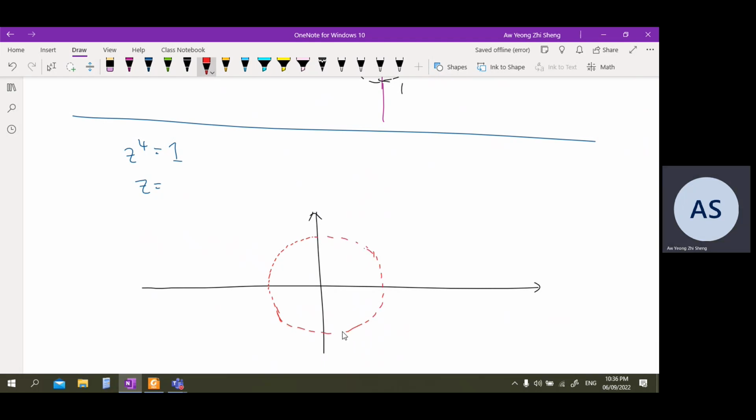And without doing any computation, you can already tell that z equals 1 must be one of the four roots, because 1 to the power 4 is 1. We know there are three other roots, but at least we know 1 must be one of the four roots. And where is the point representation of 1? It will be here, right on the real axis.